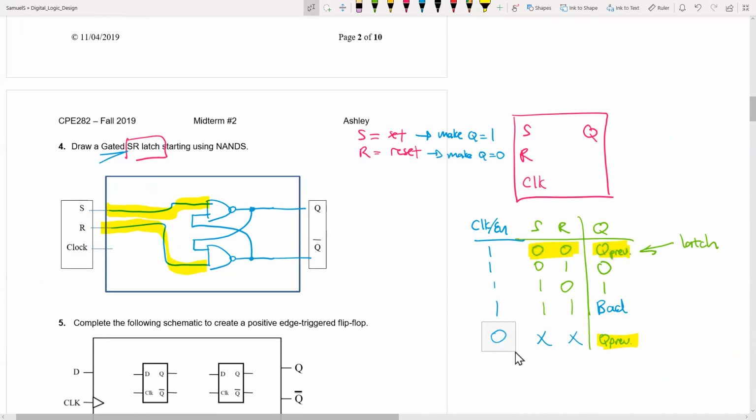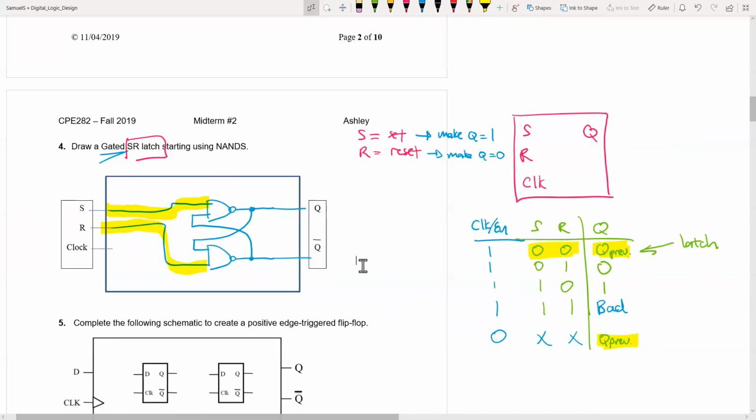Basically, again, if the clock is 0, we want Q to be the previous state. And then we know we can get Q to be in the previous state if S and R are equal to 0. So we're going to hijack this path and make it so that the input to the top is 0 and the bottom is also 0, making it so that we retain our previous state. Does that make sense? That makes sense.